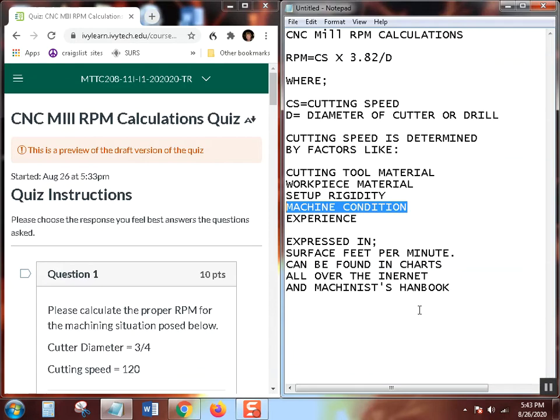Even if you do, RPM calculations are theoretical. What does that mean? It simply means we're getting close to where we think we should be. Better than guessing. You're still going to have to adjust it.